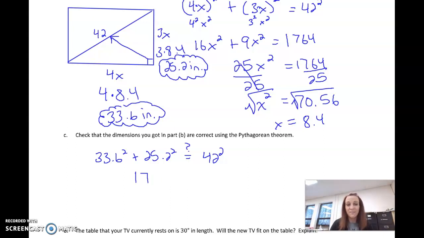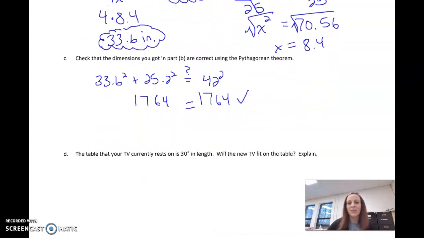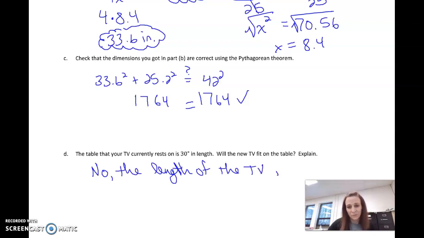I put 25.5. It's 25.2. That's what I get for hustling. I get 1,764. And if I type 42 squared, I get 1,764. So it works. Last question. We've got a TV, we've got a stand that's 30 inches in length. Will it fit? No. I'm just going to say no. The length of the TV is too long, because our length is 33.6 and this one is only 30 inches.